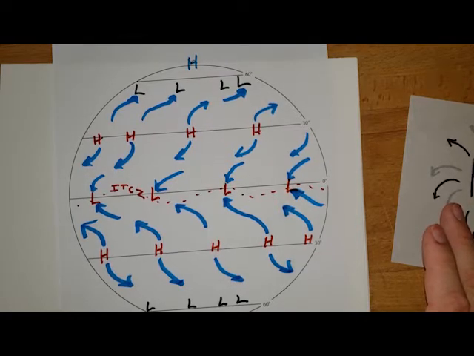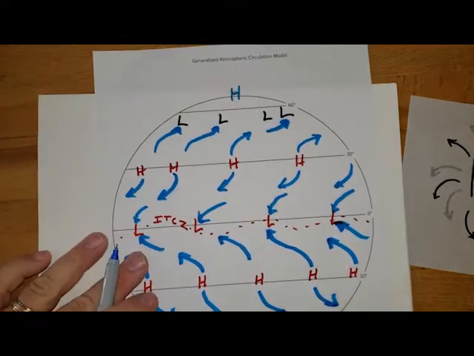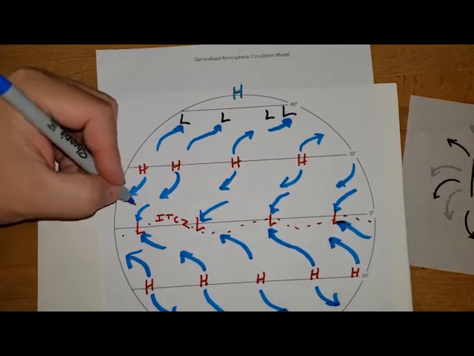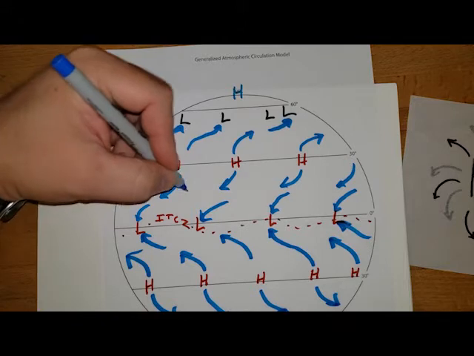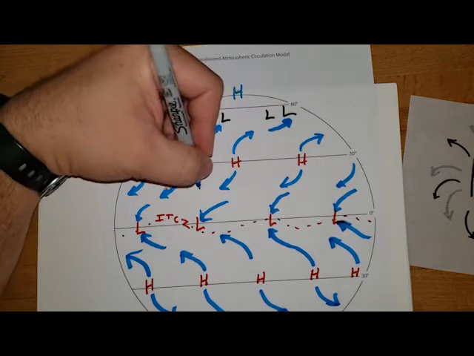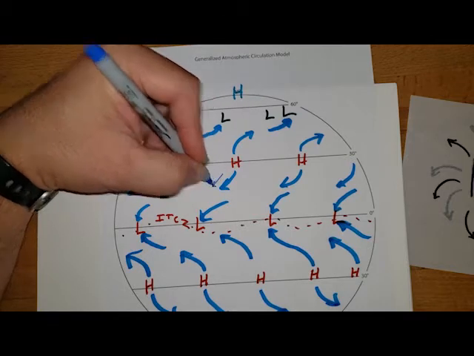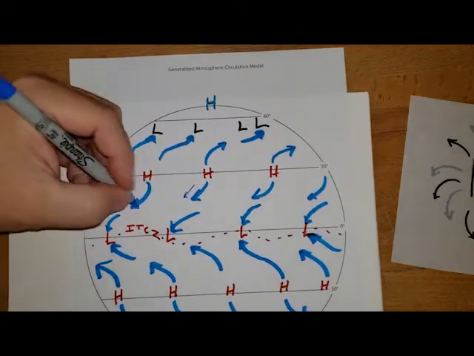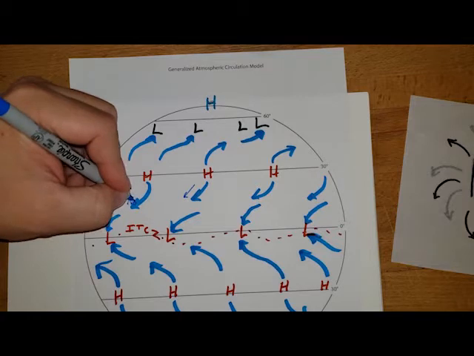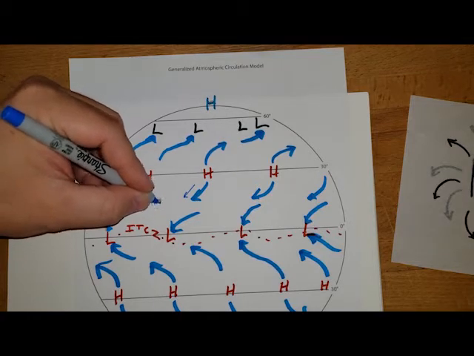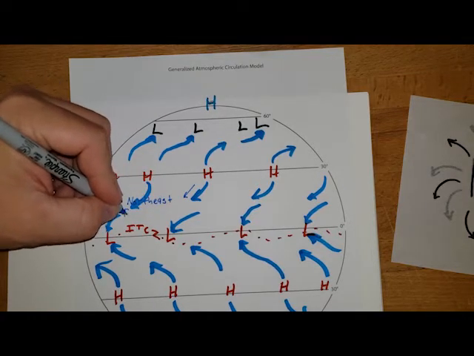So let's try to identify a little bit better what is the direction of those winds. In most cases, we name our winds after their source direction. And in this region, it's coming from the north and it's going to be coming from the east. So these winds overall are going to be traveling like that. And we call these the northeast trade winds.